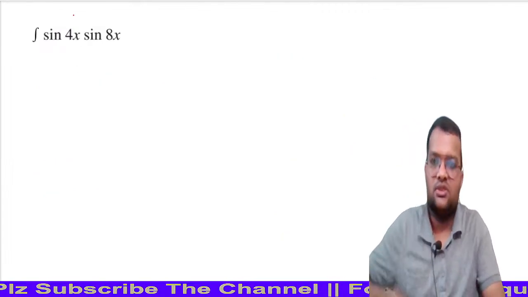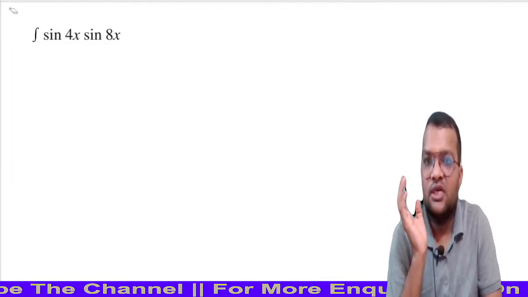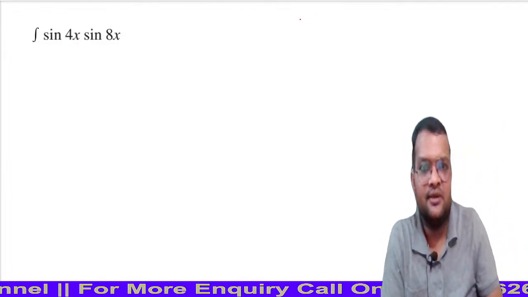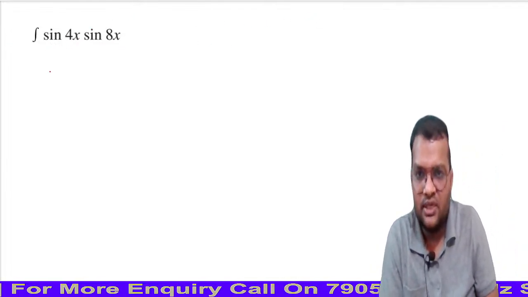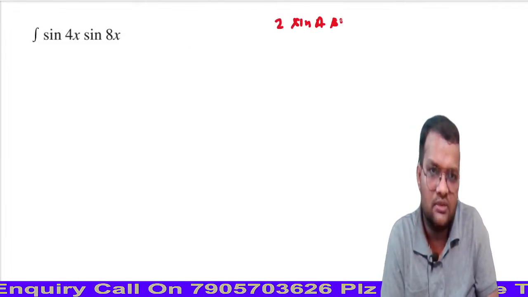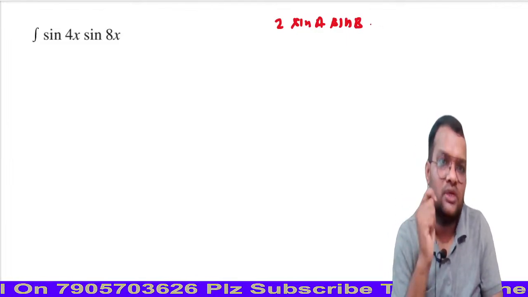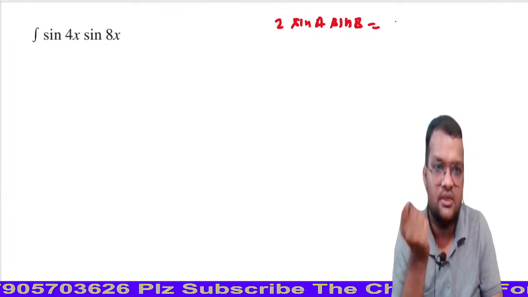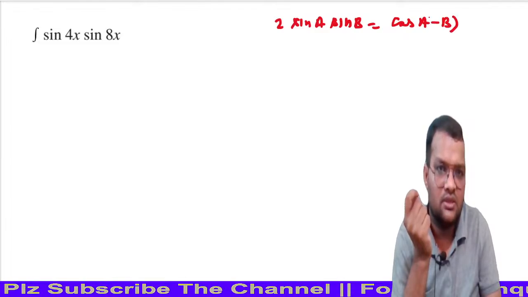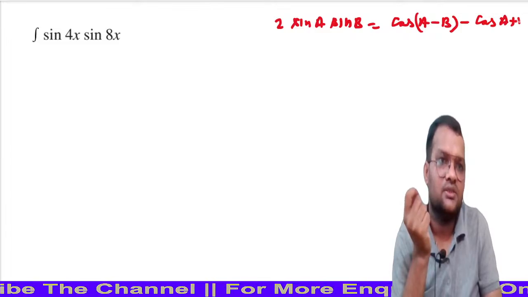Okay, next question. This is a very good question. You can solve this question only by using a trigonometrical identity. How can we use the trigonometrical identity? First we need to make 2 sin a into sin b. We know the formula: 2 sin a into sin b is equal to cos(a minus b) minus cos(a plus b).